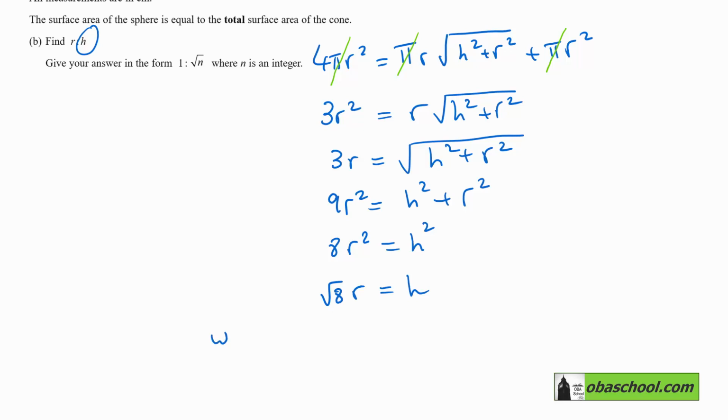which means that when r is equal to 1, h is equal to root 8, and therefore if we're after r to h, the ratio is 1 to root 8. You might want to rewrite the root 8 as root 4 root 2, so it's 2 root 2.